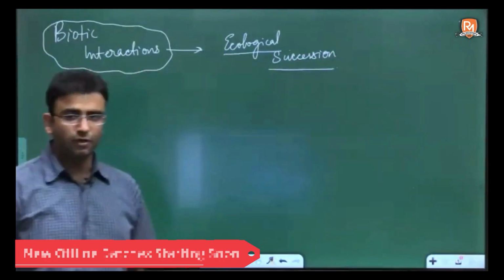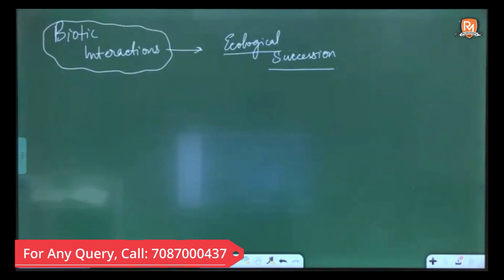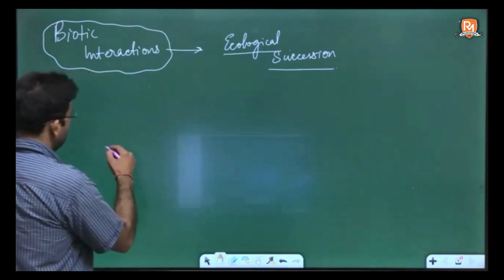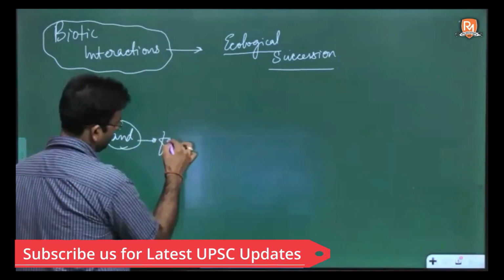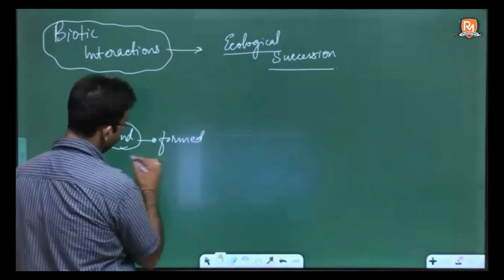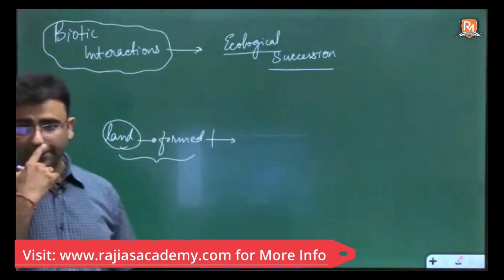Ecological succession. All right. What is ecological succession? Basically, what happened is that when a land is formed, it's a kind of virgin land.